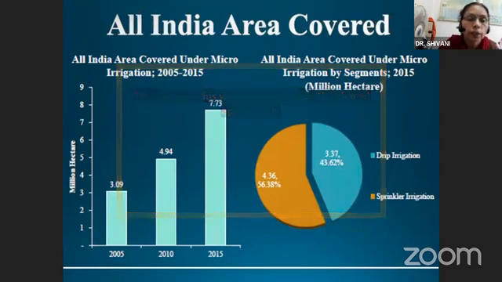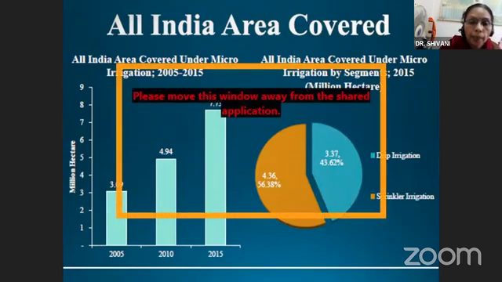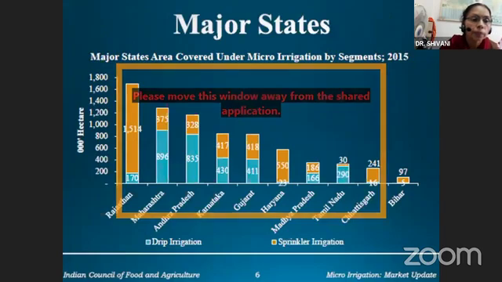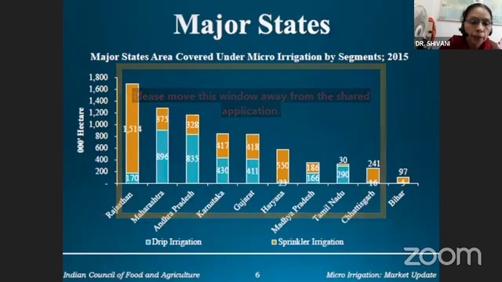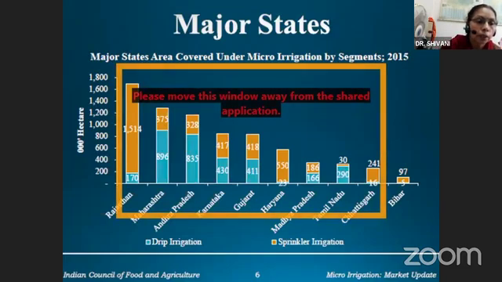This graph shows the all India area covered under micro irrigation by segments, in million hectares. The blue colored one in the pie chart is drip irrigation, that is 43.62% area comes under drip irrigation, and 56.38% area comes under sprinkler irrigation. Major states where micro irrigation is being used, you can see from this graph, are Rajasthan and Maharashtra in second place, followed by Andhra Pradesh and Karnataka. In Rajasthan, more area is covered through sprinkler irrigation.